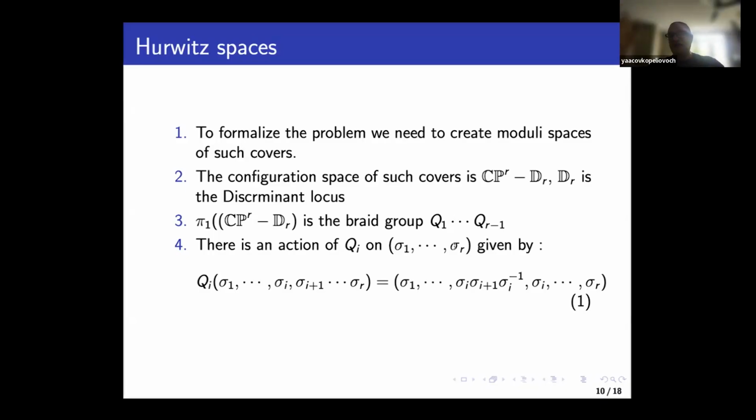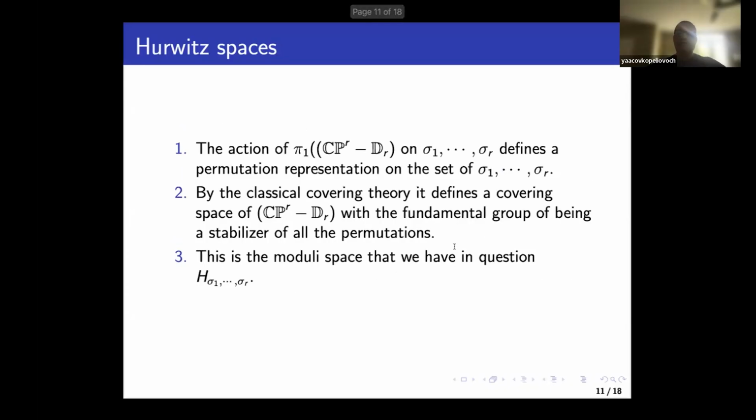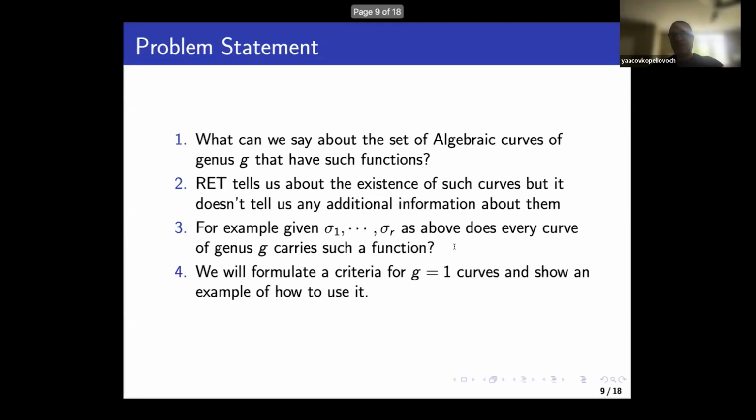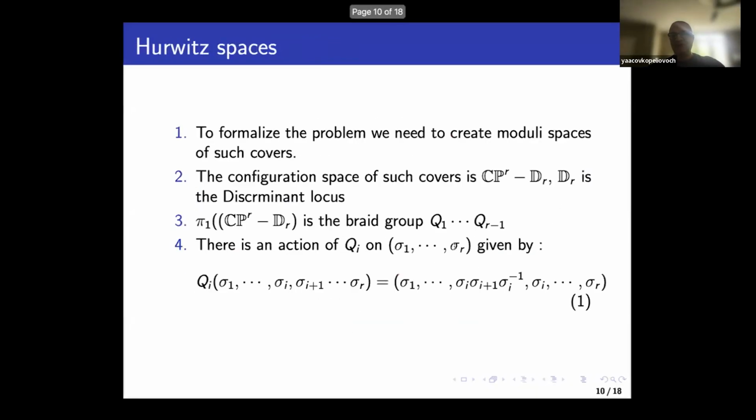So, this finite set is going to define, quote-unquote, the moduli space. Now, the action of this π1(CP¹ minus the points) on σ1 to σr defines a permutation representation on this set. So now what you do, you play exactly the same game that I played here, but now you play this game on the set of these permutation representations.